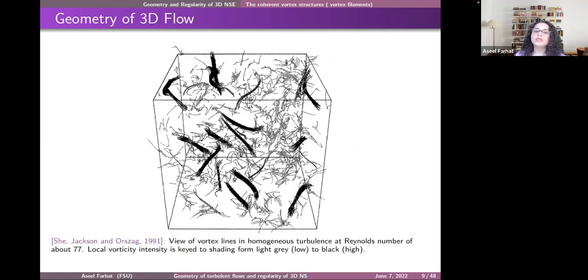Now, one feature, just by looking at this picture, is that you see the direction of those tubes, those tubes are not twisting around much.